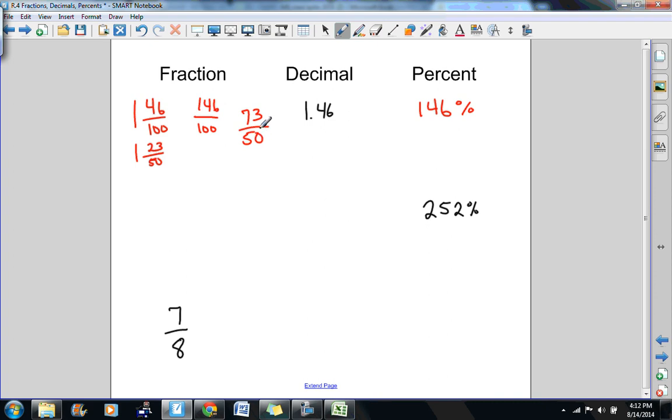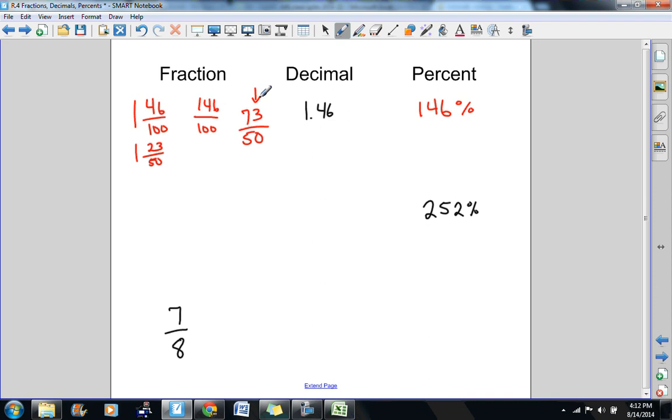Either one's totally fine. Personally, I like that one right there. Usually I try to avoid mixed numbers, but that's just the math teacher part of me. Whatever you feel like is most comfortable, as long as you can move easily between those two forms, you should be just fine.